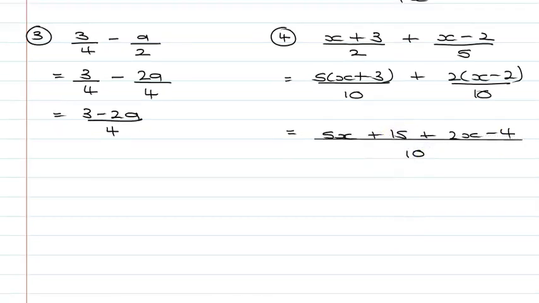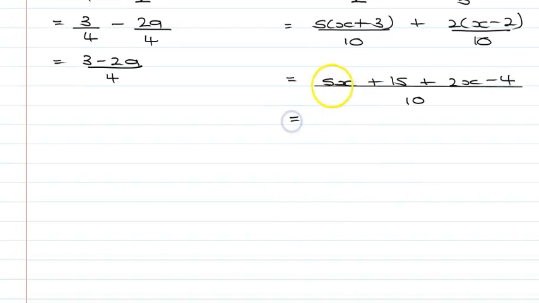And of course, I'm now going to simplify the numerator. 5x plus 2x is 7x, and then 15 minus 4 is 11. So 7x plus 11 all divided by 10.